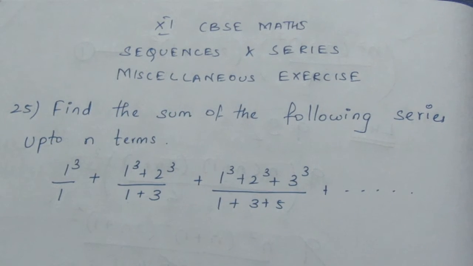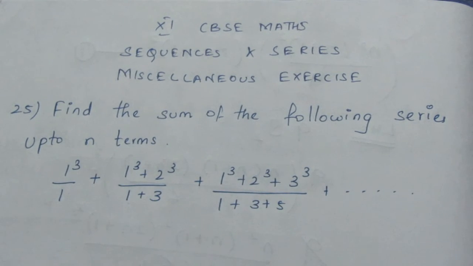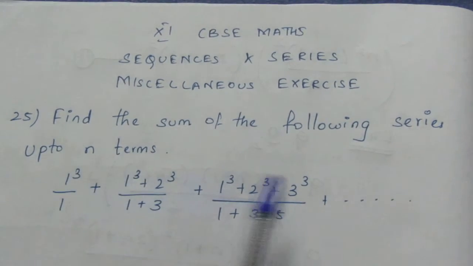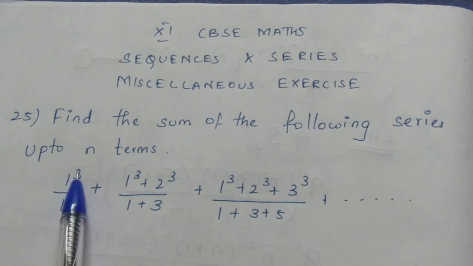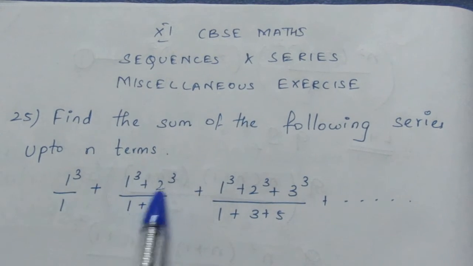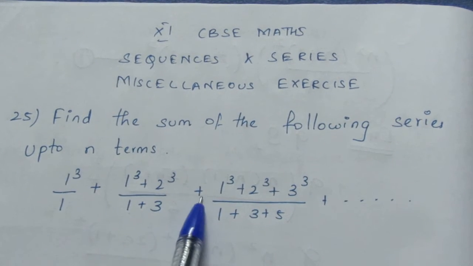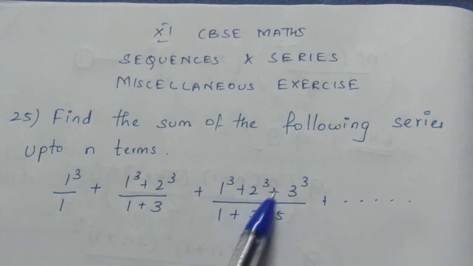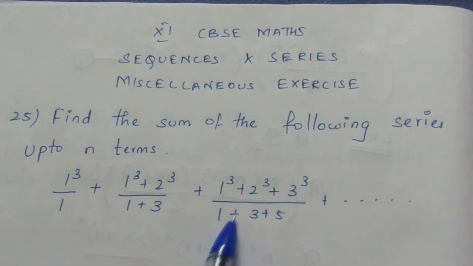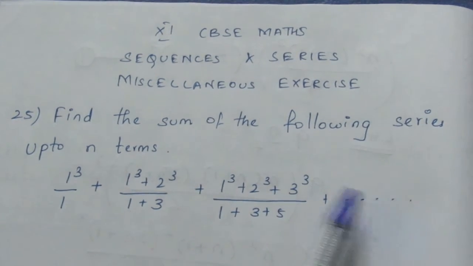Question number 25. Let's see the question. Find the sum of the following series up to n terms. We need to find the sum. Here the given series is 1 cube by 1, plus 1 cube plus 2 cube by 1 plus 3, plus 1 cube plus 2 cube plus 3 cube by 1 plus 3 plus 5, up to n terms.